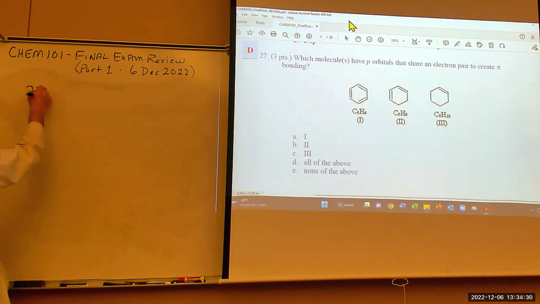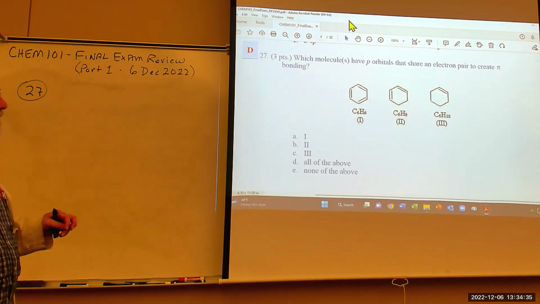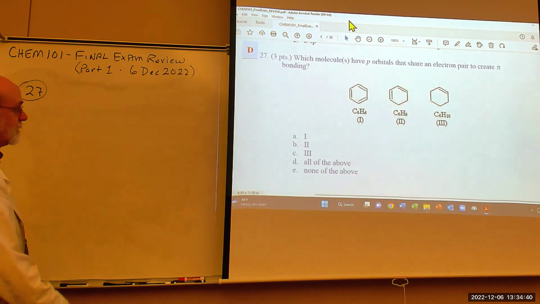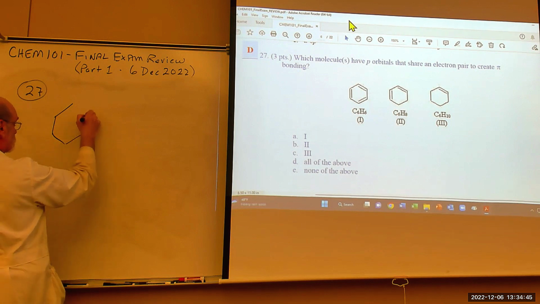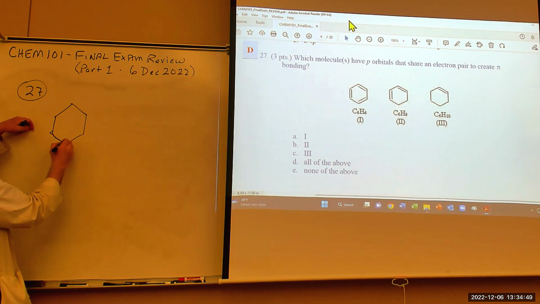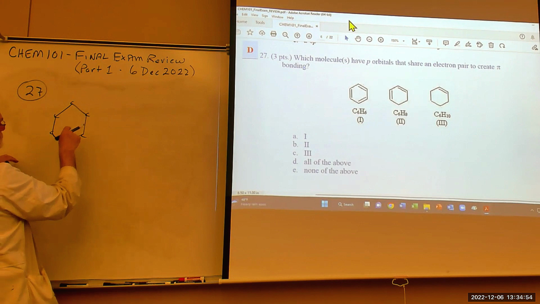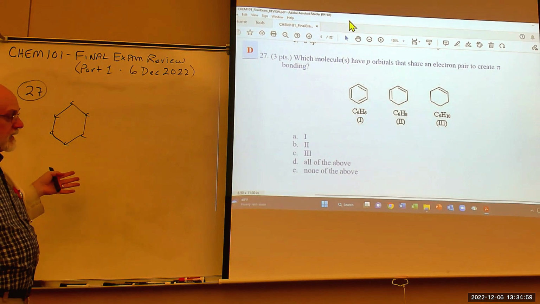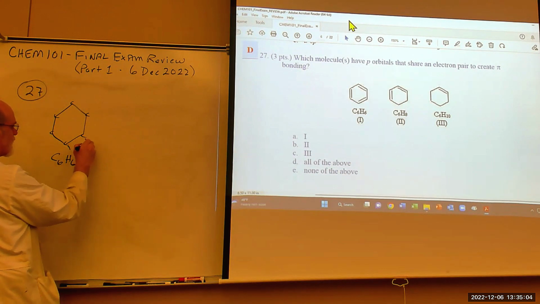27. Which molecules have p orbitals that share an electron pair to create pi bonding? All right. Remember how we wrote organic molecules? Anywhere a line meets is a carbon, right? We just don't write the carbons in there, and we don't write the hydrogens in either. So if we say this one is C6H6, that means each one of these has a hydrogen on it.